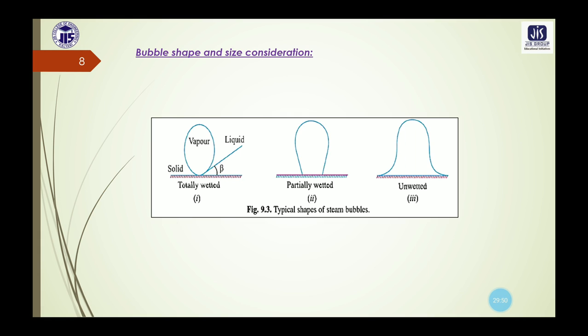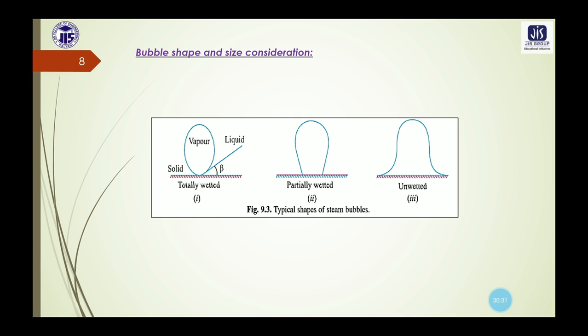Now if the surface tension of the liquid is low, then it tends to wet the surface so that the bubble is readily pushed by the liquid and it rises. The liquid shears the bubbles, causing them to become globular or oval in shape. This can be seen here in diagram number 1, which is totally wetted. Here the surface tension of the liquid is low, that means a highly wetted surface, and that's why the shape of the bubble is globular or oval for a totally wetted surface.